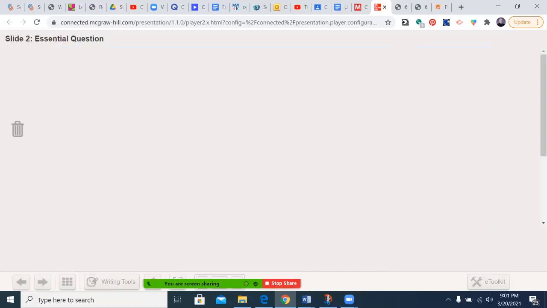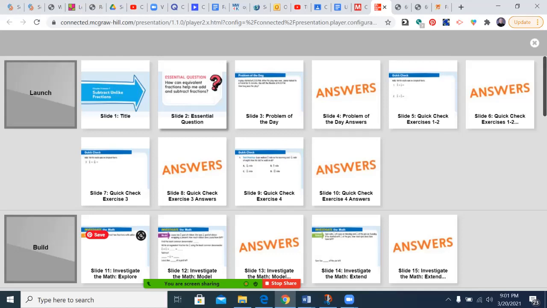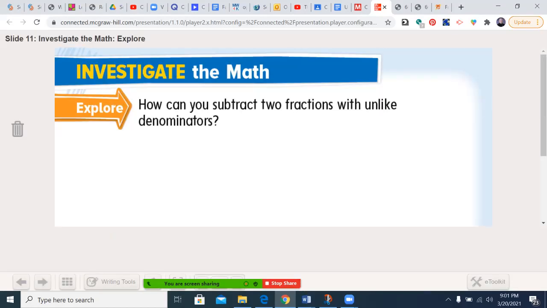The essential question: how can equivalent fractions help me add and subtract fractions? This portion is not in the textbook, so don't worry about getting to that right now. How can you subtract two fractions with unlike denominators? Well, I think I just said it. You need to look at your two denominators. You need to find the least common multiple of those two denominators, and then find equivalent fractions with those denominators, and then you subtract, like we did earlier in this chapter.